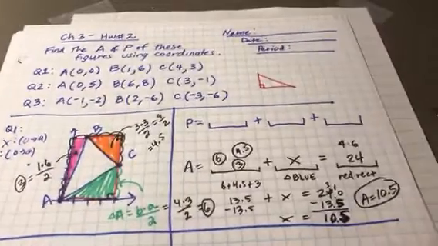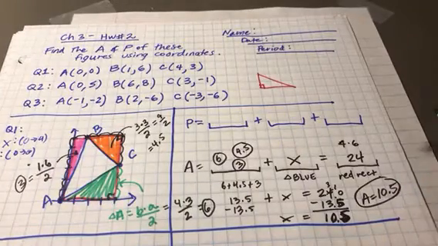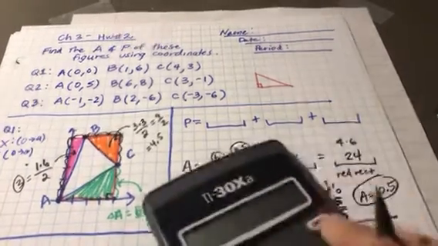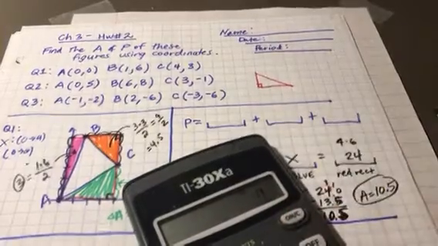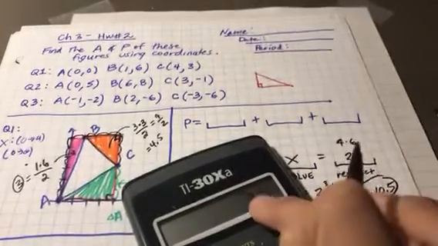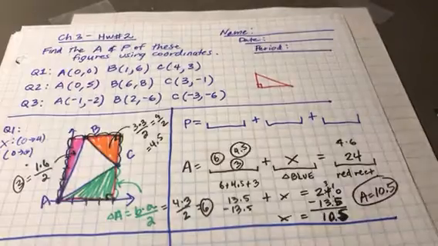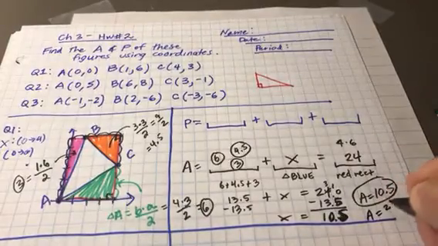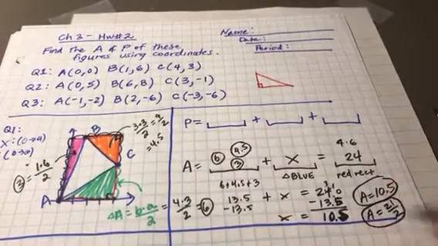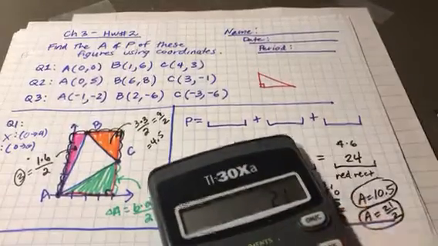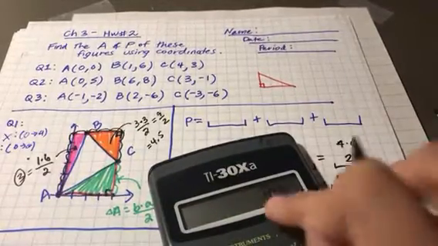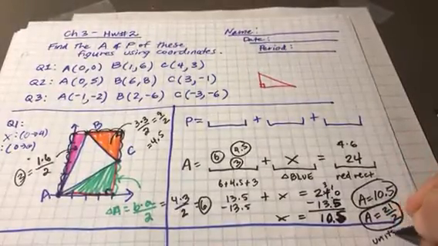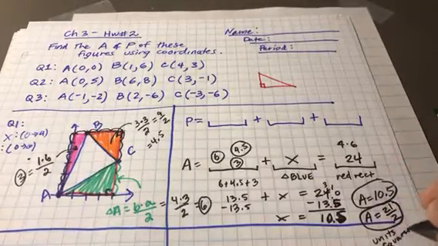Now, if I wanted that as a fraction, I could multiply it by 2. So 10.5 times 2 is 21. So that's the same thing as 21 halves. You could double check your answer. 21 divided by 2, yep, that's 10.5. And my answer is in units squared.